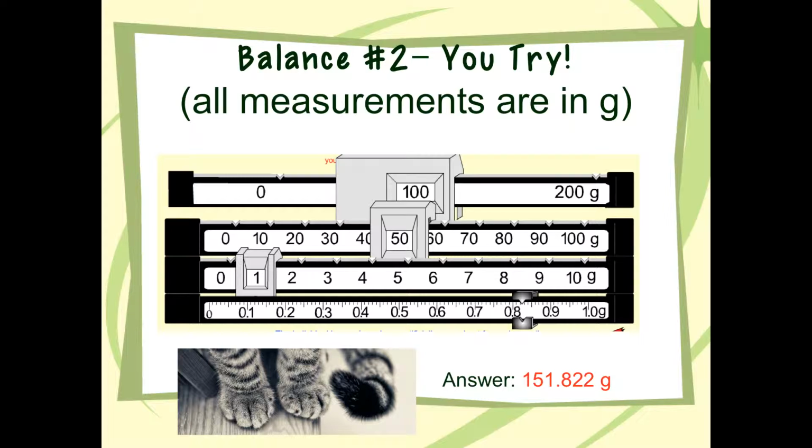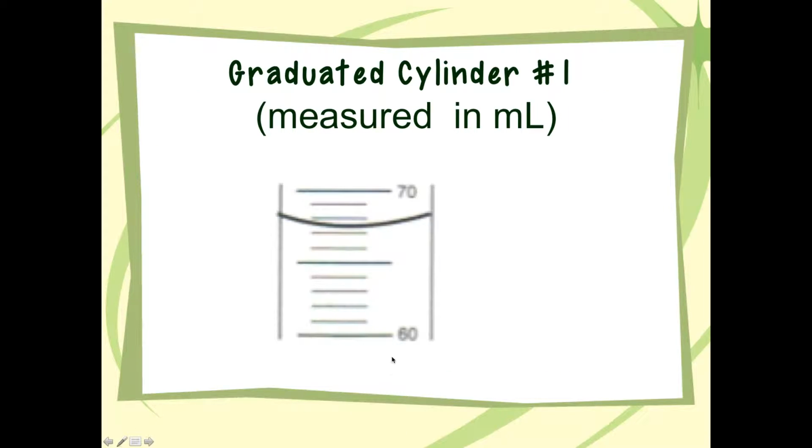Let's try some other types of measurements. How about a graduated cylinder? So in this graduated cylinder, this is a 60 and this is a 70. So that means it's going up by the ones place. 61, 62, 63, 64, 65, 66, 67. So the first thing we would write down is 67. There's no guessing yet because we can read to that 67. But it's not right on the 67 and it's not all the way to the 68.